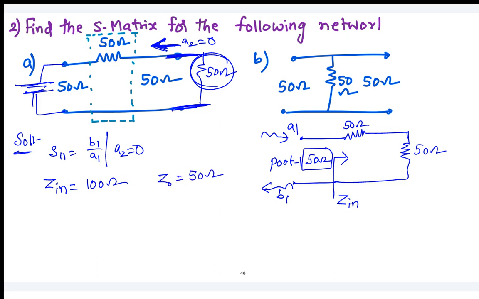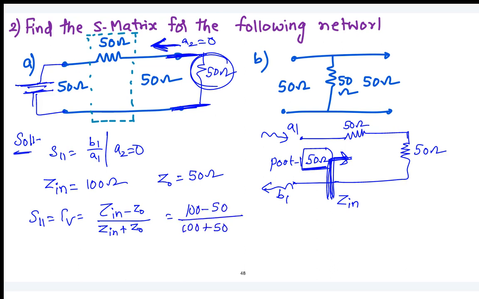So what is the reflection coefficient equation we have given? This effectively works as a load impedance when you look from port 1. So it is ZL minus Z0 by ZL plus Z0. When you look from port 1, the effective load impedance is the same as your Zin, and you already got Zin equal to 100 ohms because these two are connected in series. So can you tell me what value you are getting? This is 100 minus 50 divided by 100 plus 50. So you get S11 equal to 50 divided by 150, that is equal to 1 by 3.